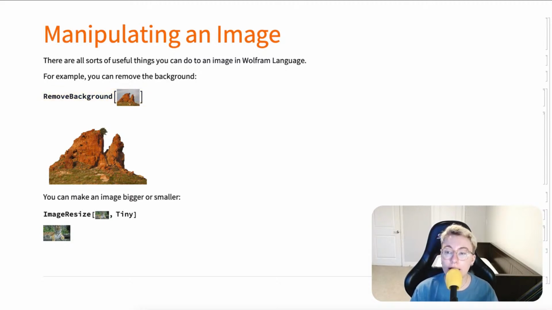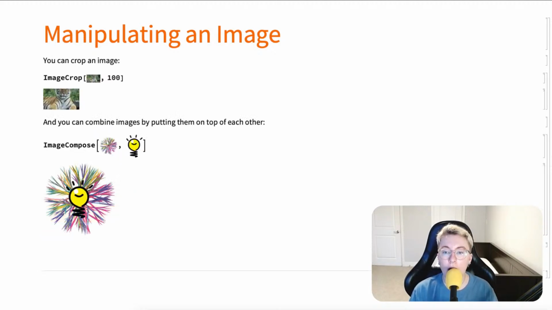We can also resize images easily with the function image resize. A few more obviously practical functions are image crop and image compose. Image crop lets us cut off parts of an image. In this case, we're cutting off 100 pixels from every side. Image compose lets us combine two images by placing one on top of the other.